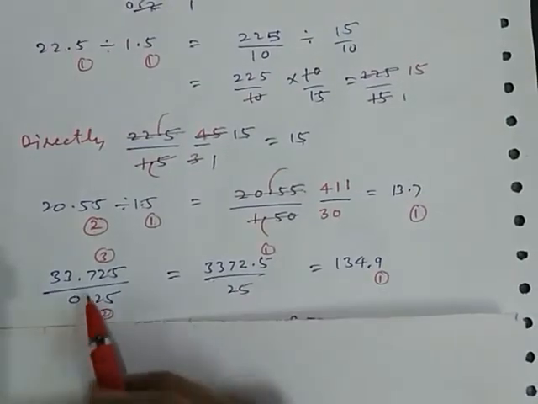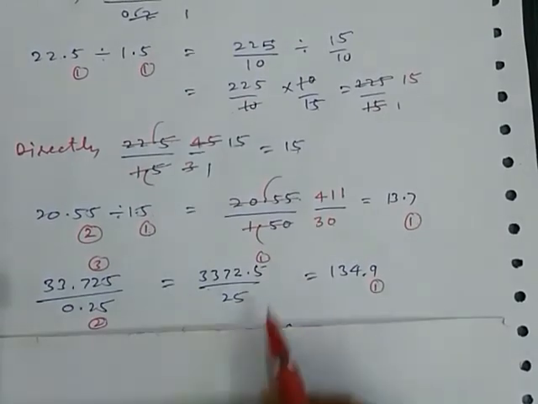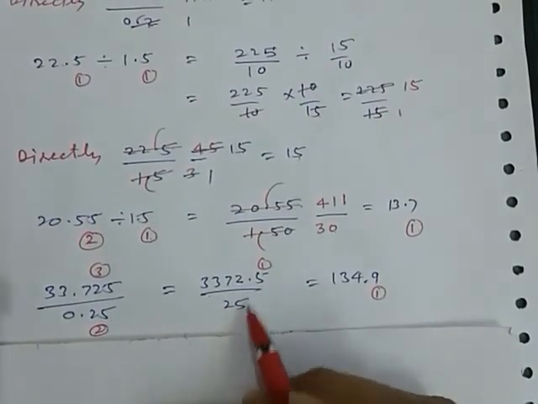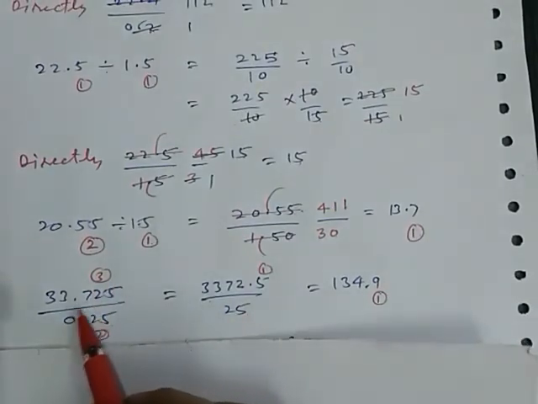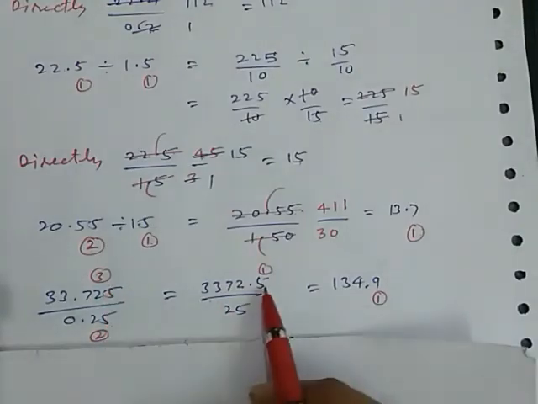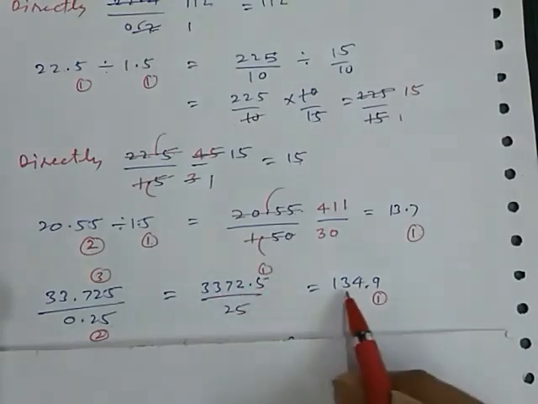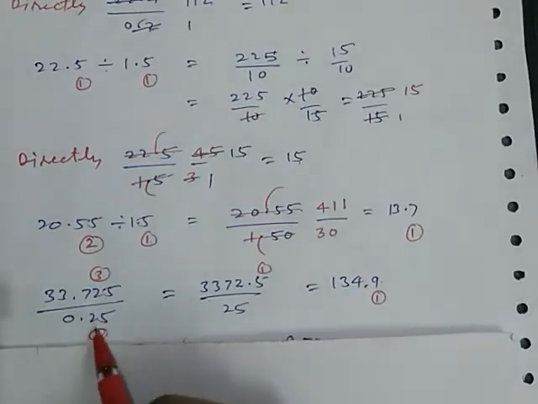Now take another example. 33.725 divided by 0.25. We just put them down, and when we count digits after the decimal, here 1, 2, 3 and here 2, so we subtract 2 from 3. Here 3 digits, here 2 digits, so we subtract and get 1 digit. So we put the decimal after 1 digit directly, and now divide this, so we get 134.9, and here is the 1 digit because 2 digits are cancelled out and 1 digit is left.